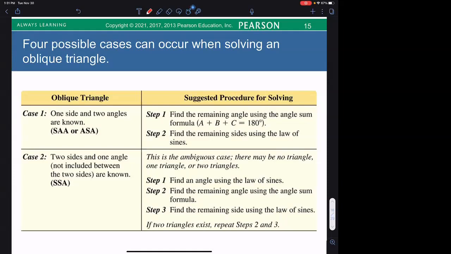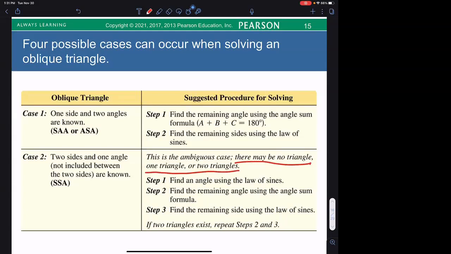Case 2, you have 2 sides and an angle. And specifically, the angle is opposite one of those 2 sides. It's not between them, it's opposite one of those 2 sides. So that was the more ambiguous case that we looked at in 7.2. We still use the law of sines, but there were the different possibilities of whether you have 0, 1, or 2 triangles. So it says this is ambiguous. There may be no triangles, 1 triangle, or 2 triangles. So find an angle using the law of sines.